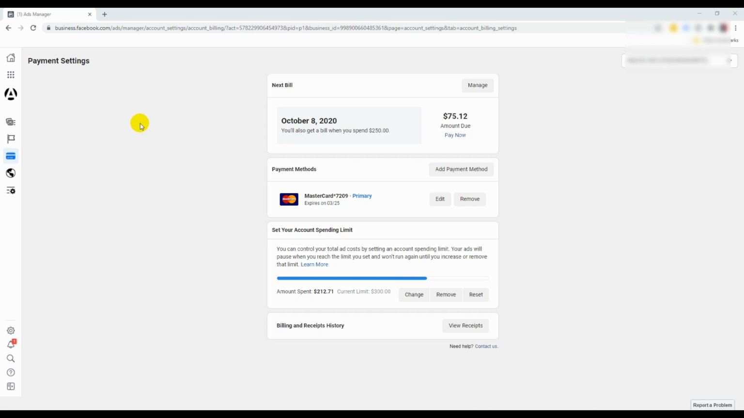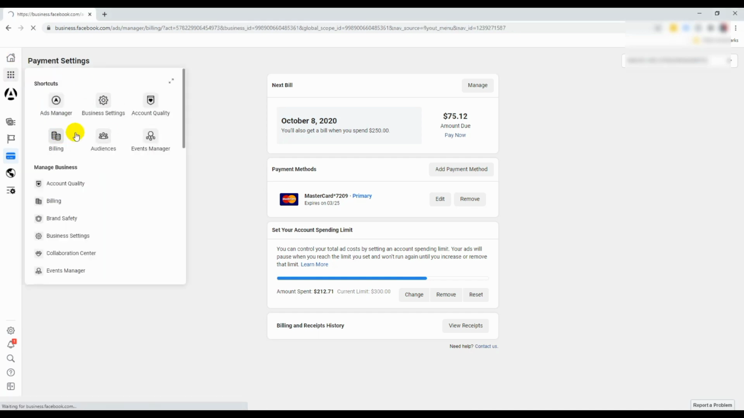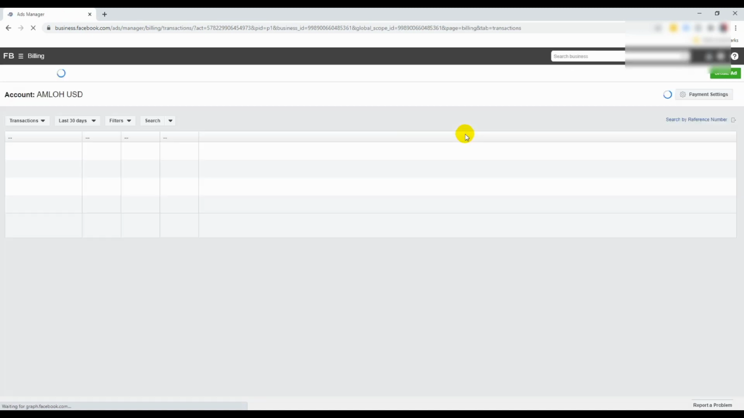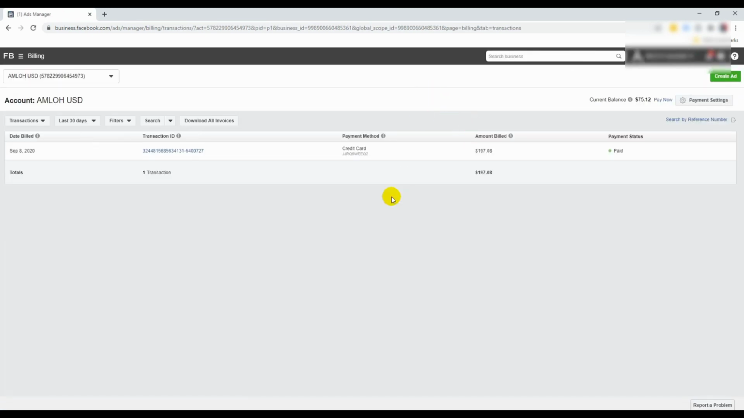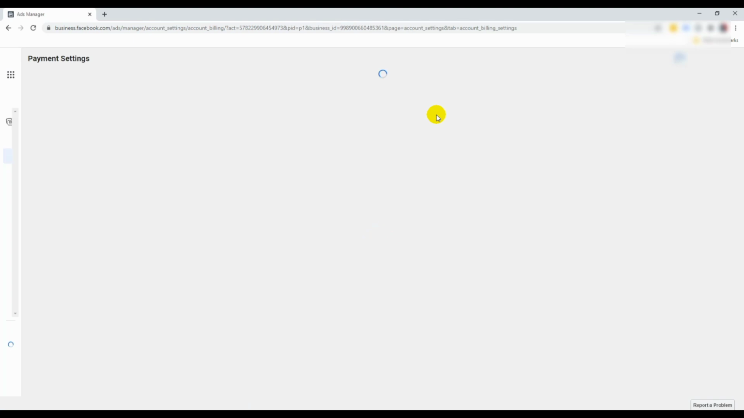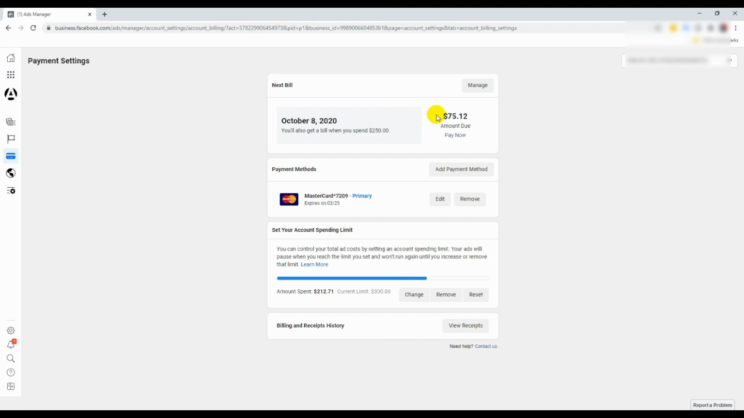So what you want to do is that when you log into your business account for Facebook, you want to go to the top left menu and head down to billing. So this is the page where Facebook will send you all the invoices for every time you do an ad spend or a billing, but we're not going to stop here. So what you want to do is go to the top right and click on payment settings. And we'll arrive at this familiar page.